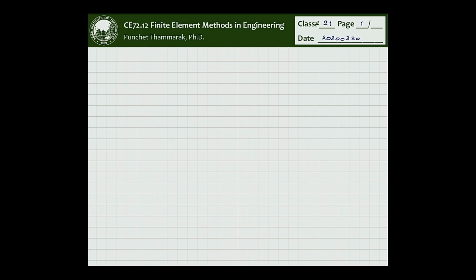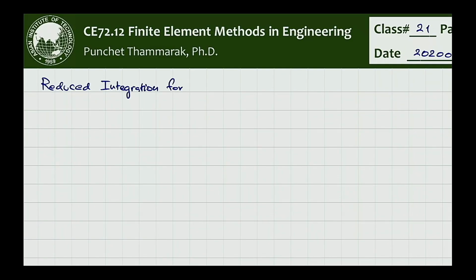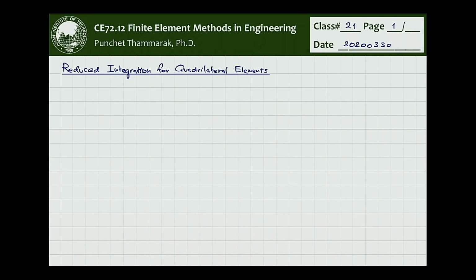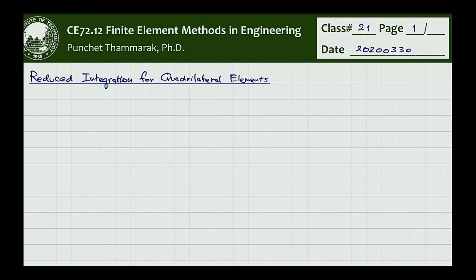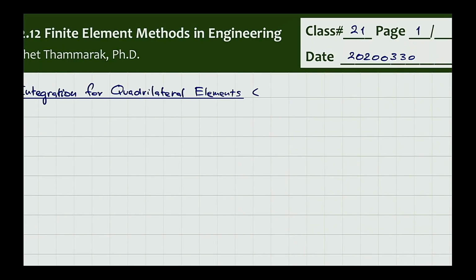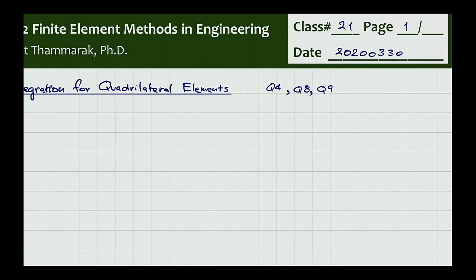Today we are going to talk about the reduced integration for quadrilateral element. Basically, this reduced integration is going to make the R in the element code. Generally, you have Q4, you have the Q8, you have the Q9, and if you see all of these in the finite element program, that stands for the full integration element.